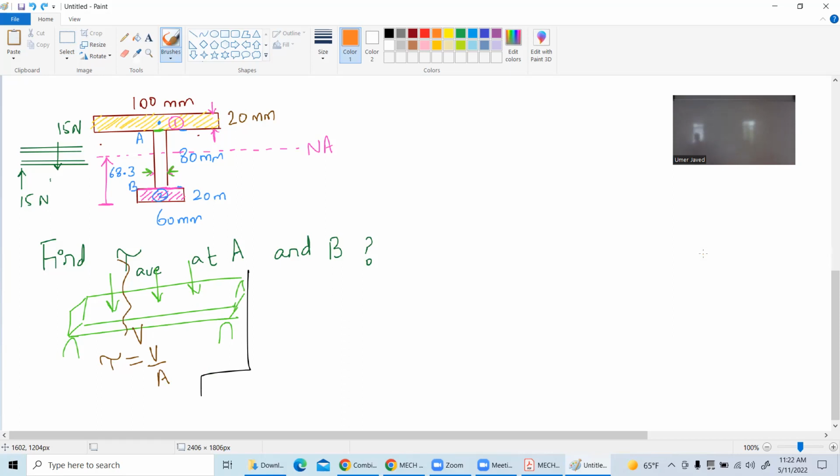In this particular case, I have provided 68.3. For those of you who are wondering what V is, V is 15 in this problem.